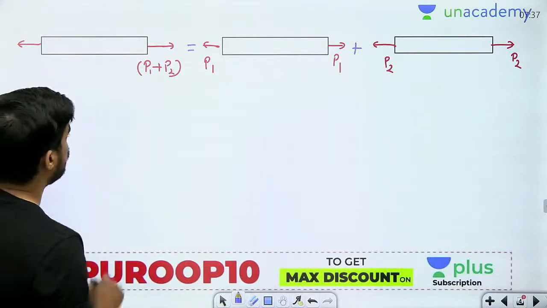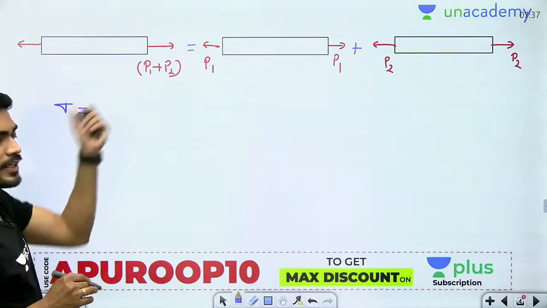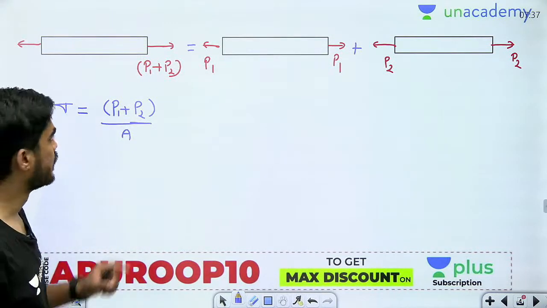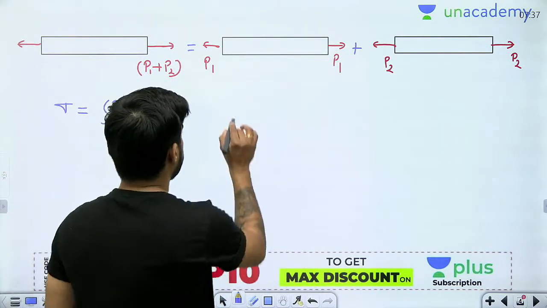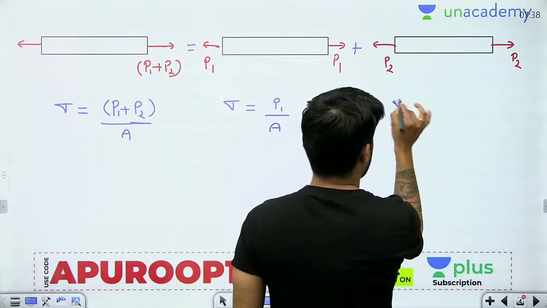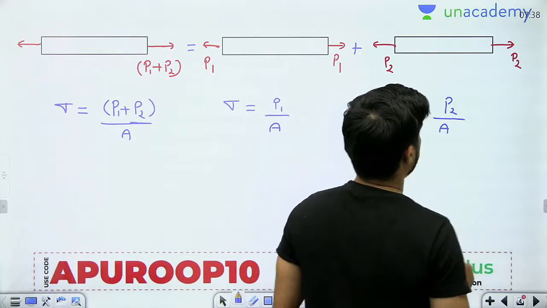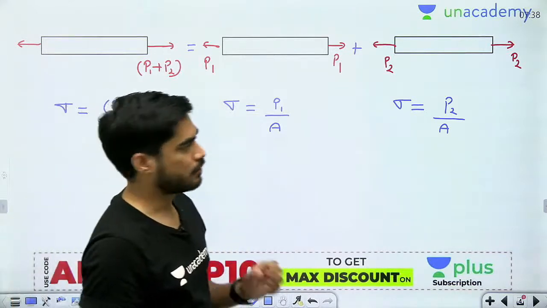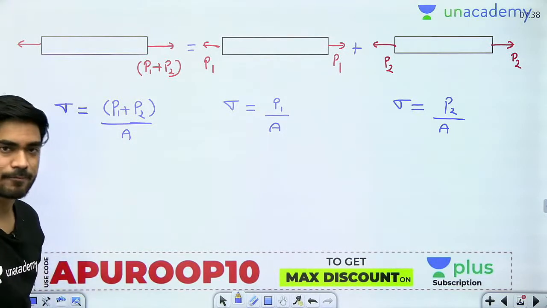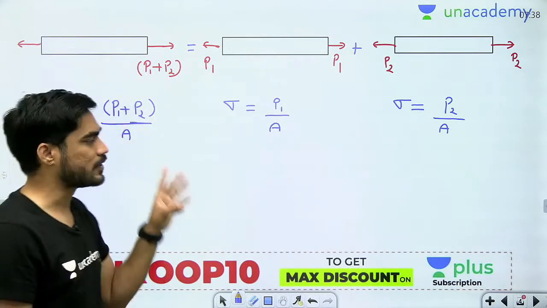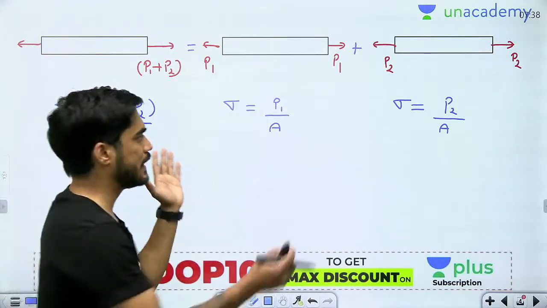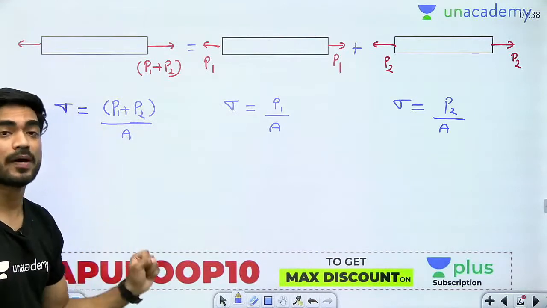Now let's prove this. So what will be the stress developed in this case? Total load is P1 plus P2 divided by area A, right? This is the total stress. What will be the stress developed in this case? Stress developed in this case will be equal to P1 by A. What will be the stress developed in this case? Stress developed in this case will be P2 by A. So can I say that P1 by A plus P2 by A will be equal to P1 plus P2 by A? Of course I can say that. So what does it mean? It means that if I want to calculate the total stress due to P1 and P2, I can calculate stresses developed due to P1 and P2 separately and then I can add them. So this is principle of superposition.